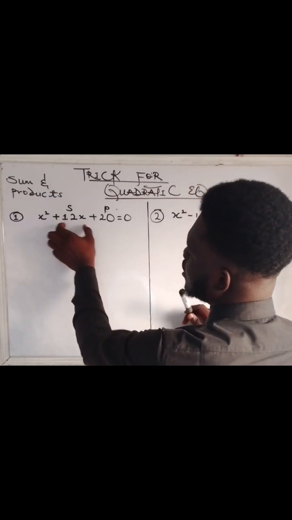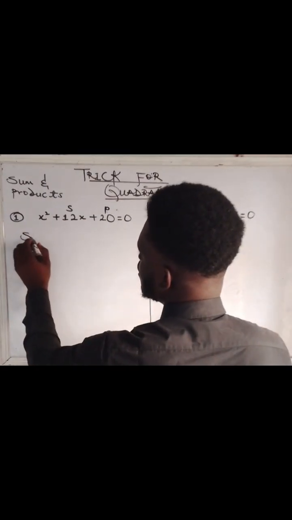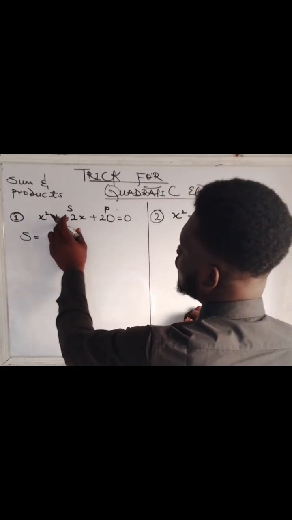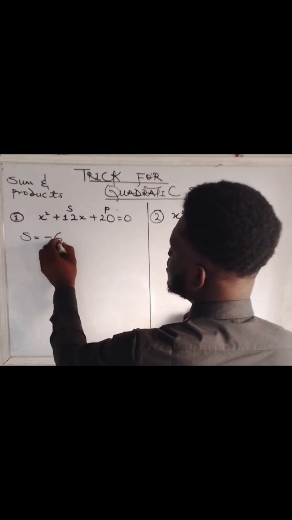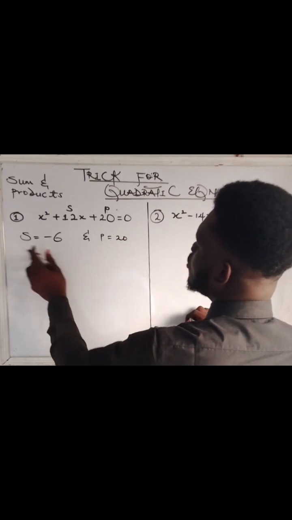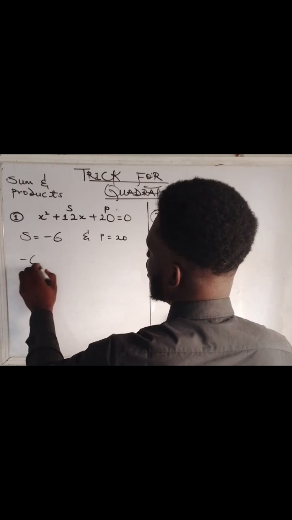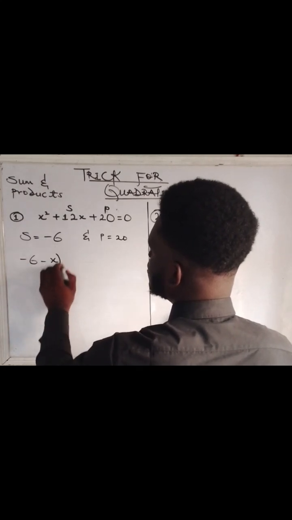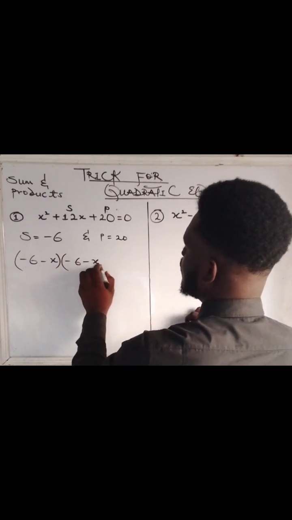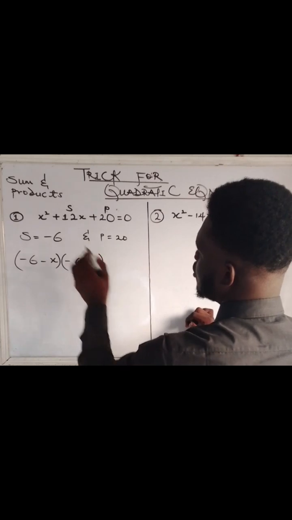Now what do we do here? This is the sum. So the sum, all you need to do is multiply with negative 1 and halve it. So you have minus 6 if you do that. So what is the product? The product remains 20. So you take your difference of two squares. You have minus 6, you subtract x from it, and you have minus 6 plus x, sorry, which is the product, because this is the difference of two squares.